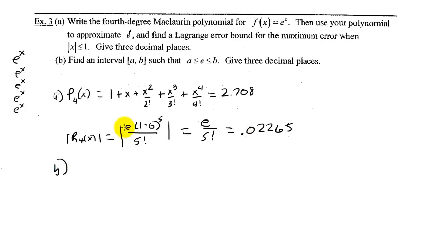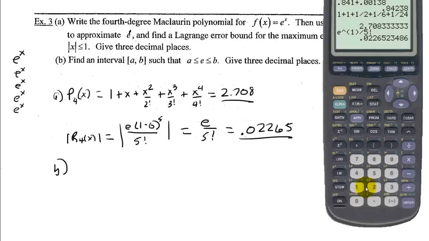Letter B says, find the interval A to B such that e is between A and B. Give three decimal places. Find the interval that we know this is going to be between. Well, here's our estimate right there. There's our approximation. So we just have to do a little addition, a little subtraction, and we got it.